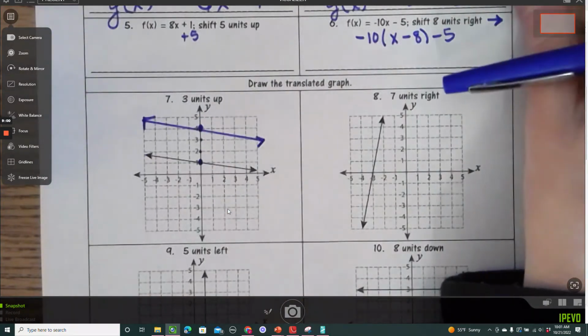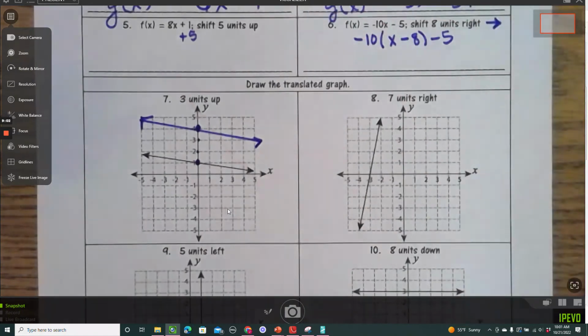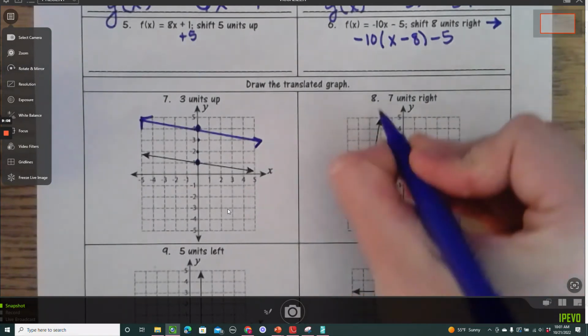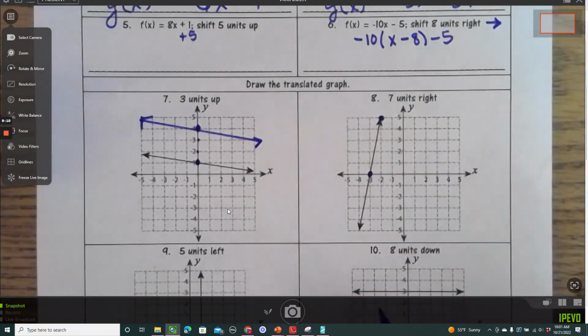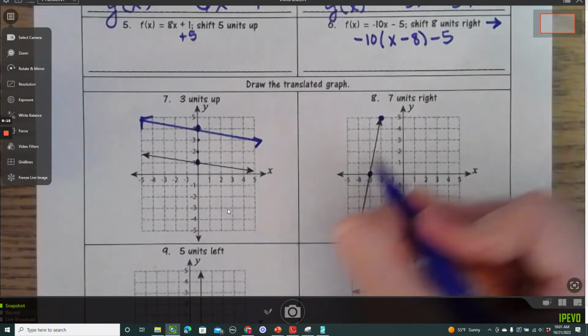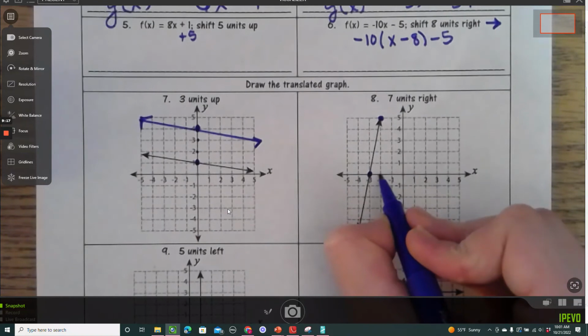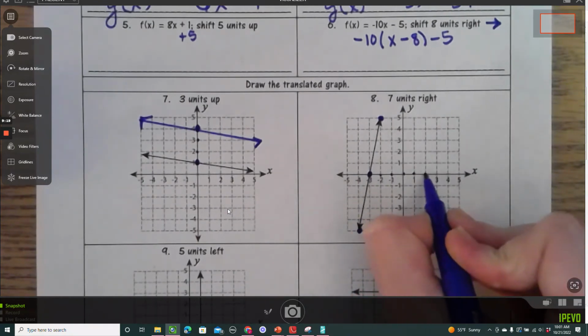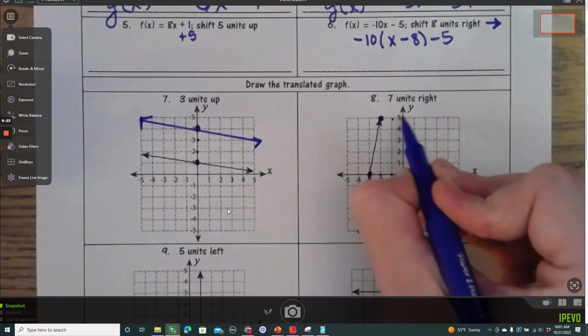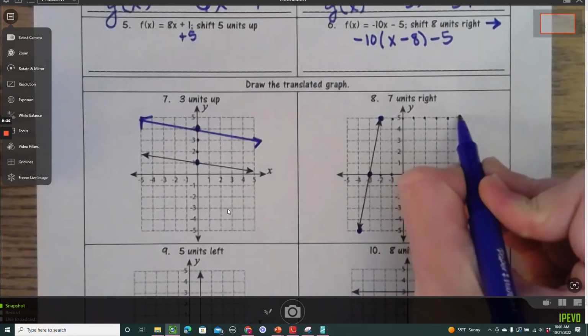But on the bottom, that's all you're doing is just manually moving. So 8 says 7 units to the right. So here's a nice pretty point. This is a nice pretty point where the arrow's pointing. This is a nice pretty point. Take that point and count 7 units to the right. 1, 2, 3, 4, 5, 6, 7. And do that with your other points.